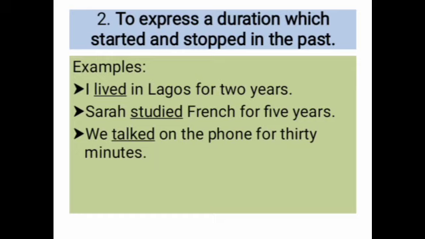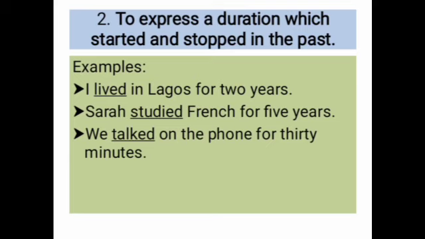Okay, number 2 says what? The simple past tense is used to express a duration which started and stopped in the past. Examples: I lived in Lagos for 2 years. It happened in the past for 2 years.